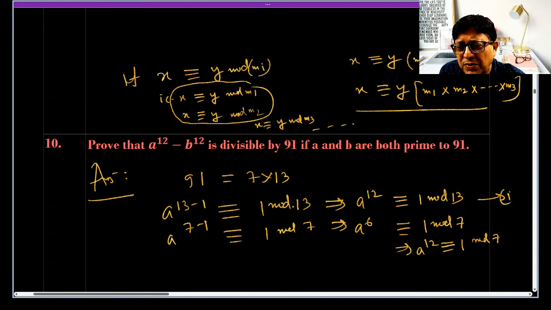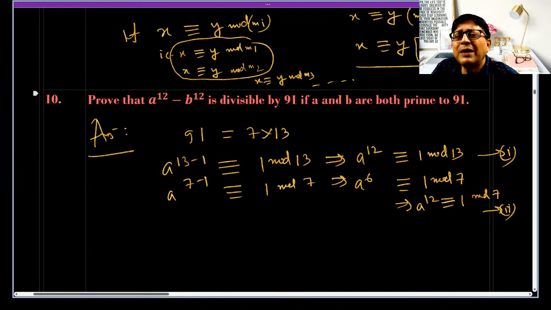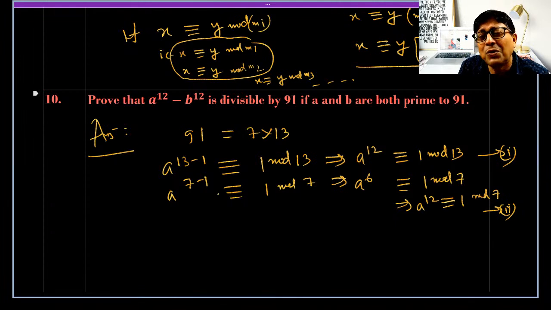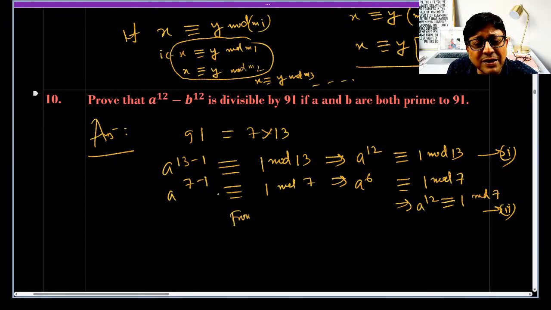You can just multiply, or that one is also equally applicable. So a to the power, it is simple logic. A to the power 12 minus 1 is divisible by 13. A to the power 12 minus 1 is divisible by 7. 7 and 13 are prime. So from 1 and 2, what can I say?